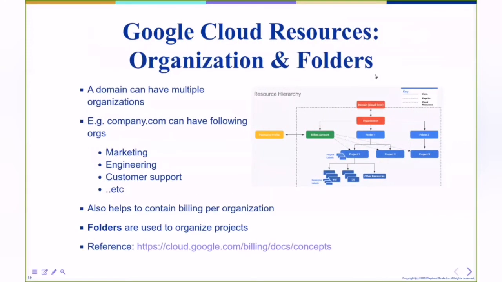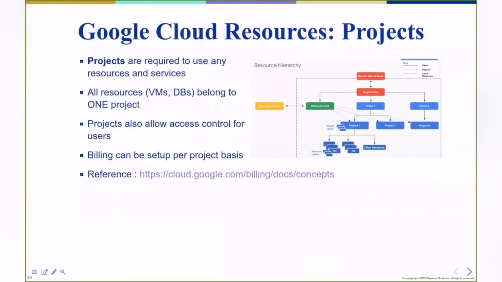Then we have folders. Folders are just an organization. For example, my company may have an engineering folder with multiple projects going on. Folders allow us to group things together, and they can also handle billing. For example, you can say this is how much budget we allocated for engineering, and all the projects in this folder should not go beyond that. So they help you organize projects and control billing. That's folders. Now projects, which is a really key component.